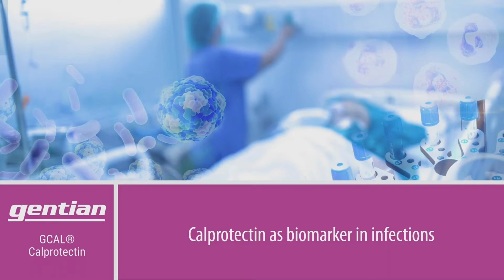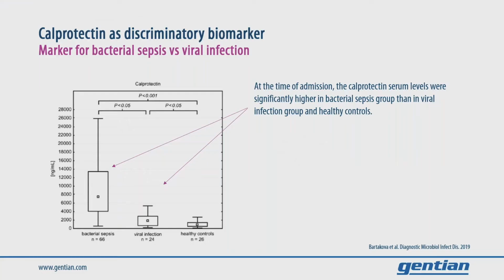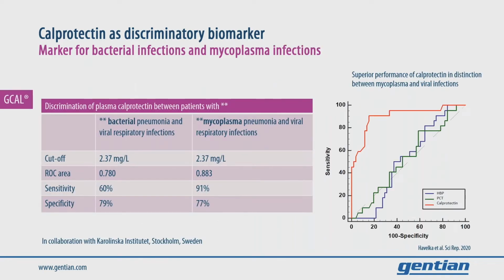So now let's take a bit more detailed look into the use of Calprotectin as biomarker in bacterial infections. As I've already mentioned, Calprotectin will increase during the inflammatory response in bacterial infections, and therefore high Calprotectin levels will be found in infected patients versus healthy individuals, but also compared to patients with viral infections, which does normally not cause an inflammatory response.